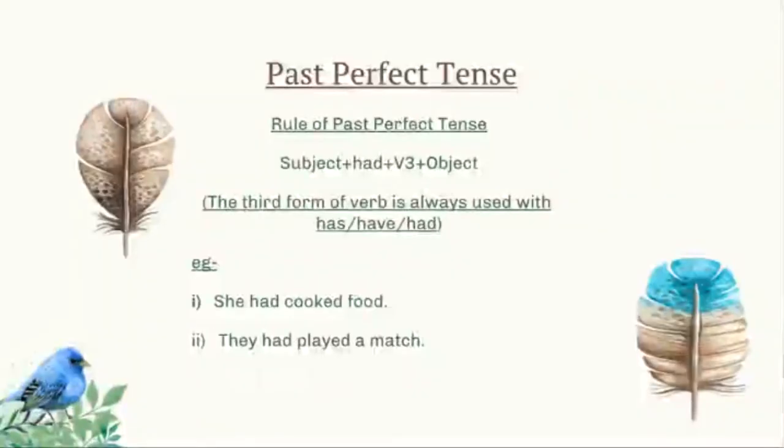Next is past perfect tense. The rule of past perfect tense is subject plus had plus third form of verb plus object. Children, the third form of verb is always used with has, have, or had. Example, she had cooked food. They had played a match. In both the sentences, if you look at the third form, it's verb cook, cooked, play, played.